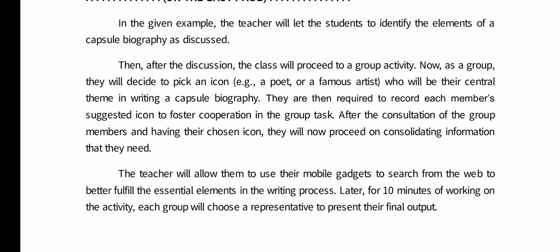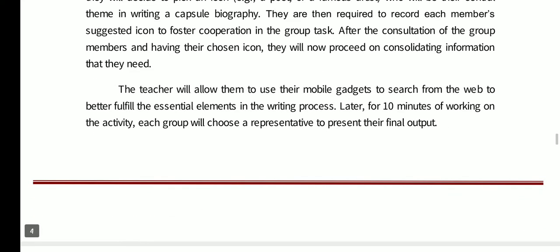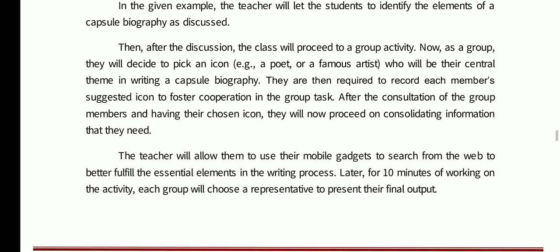So, in the given example, the students will be identifying the elements of a capsule biography as discussed, like on the paper of their classmates, where they can identify the basic elements like the name, the birthday, the birthplace, favorite food, or the essential details needed in this certain kind of biography.